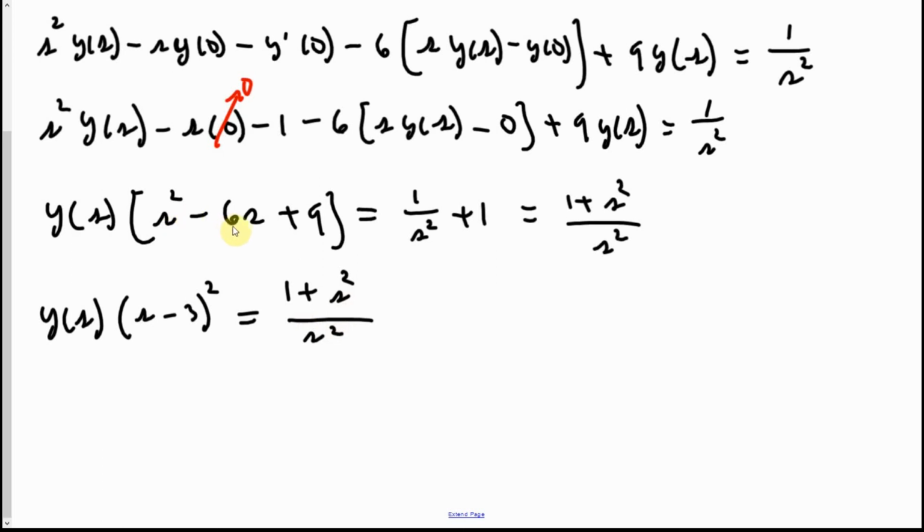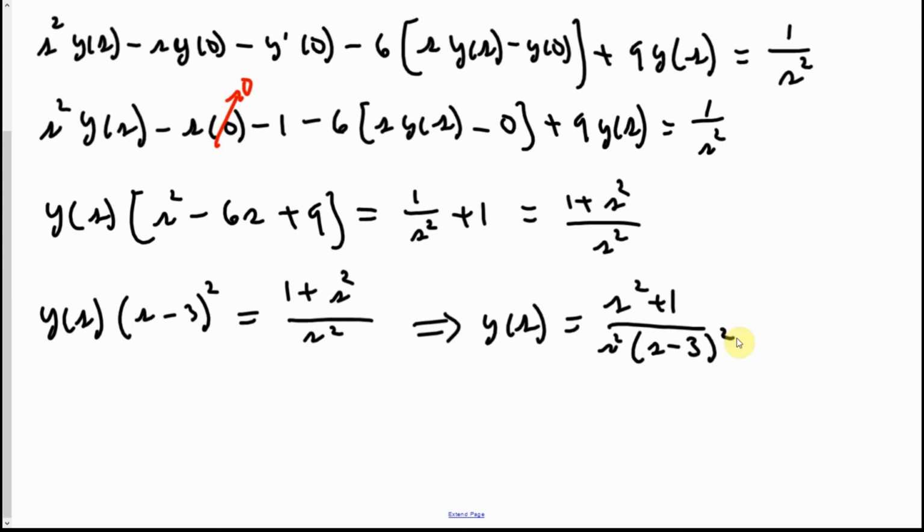This s squared minus 6s plus 9, just factor that. So now we divide both sides by s minus 3 to the second. So this is y of s is equal to, just write that as s squared plus 1 over s squared times s minus 3 to the second.